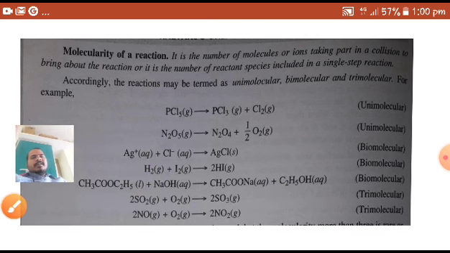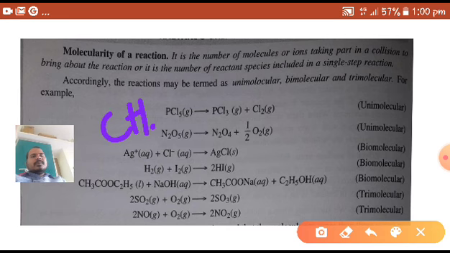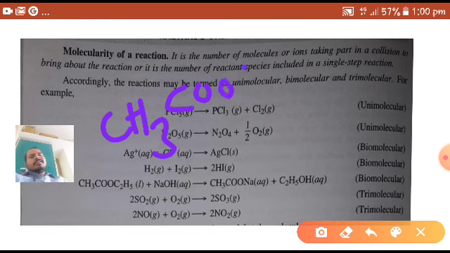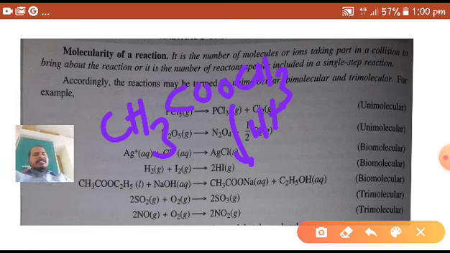Another one: hydrolysis of methyl acetate in the presence of acid is a pseudo unimolecular reaction, and saponification of ethyl acetate is a bimolecular reaction. So it all depends upon the slow step. If one molecule participates in the slow step, it is called a unimolecular reaction. If two molecules participate in the slow step, it is called a bimolecular reaction.